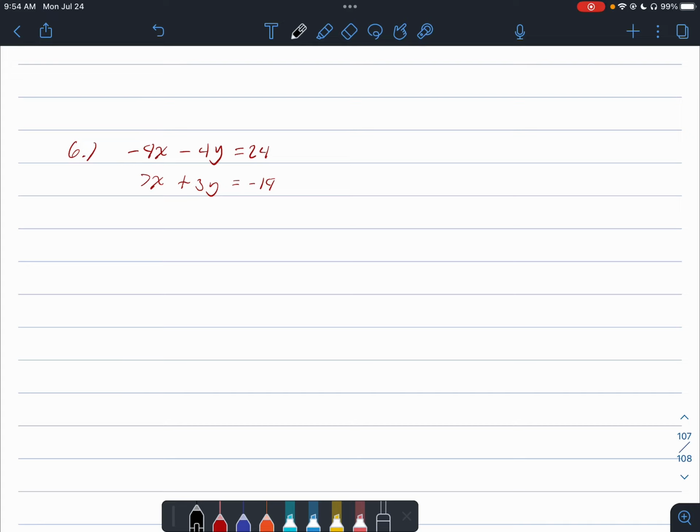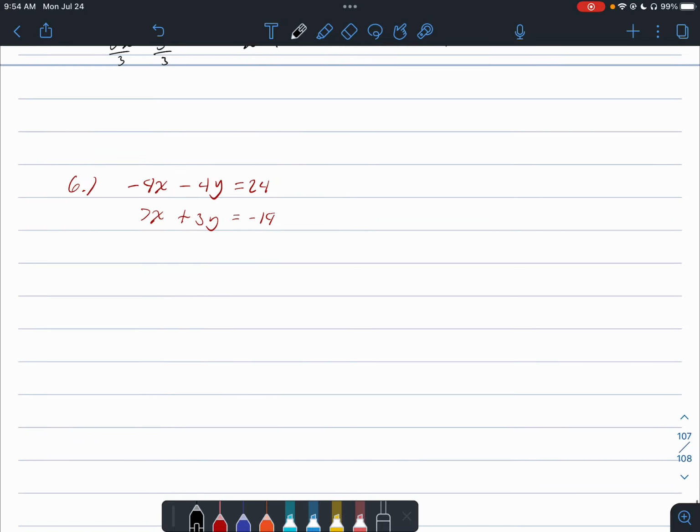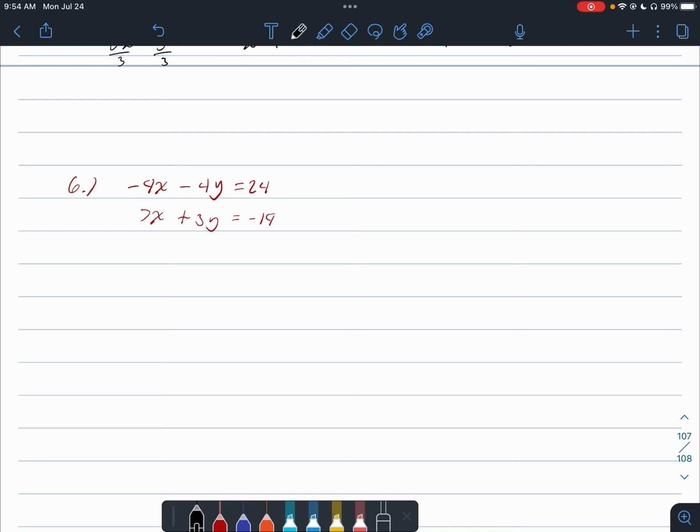Okay, so I'm not seeing an immediate candidate here for eliminating one of our variables, but I am seeing one where if we're able to multiply both of these by something, we might be able to eliminate the y variables quite easily. We can also do this with the x's as well, but I'm going to choose the y's here. Okay. So what we can do is multiply this top equation by 3, and we can multiply this bottom equation by 4. Okay?